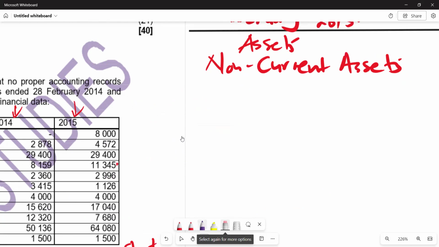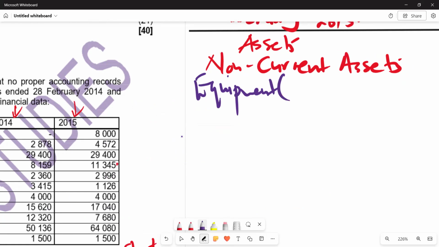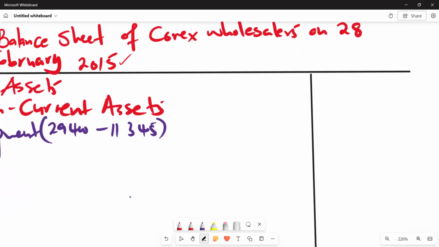So we are saying equipment. In brackets, we show the working by saying 29,400, then we subtract 11,345. And then we calculated it, and we got our 18,055. So here we have got 18,055.